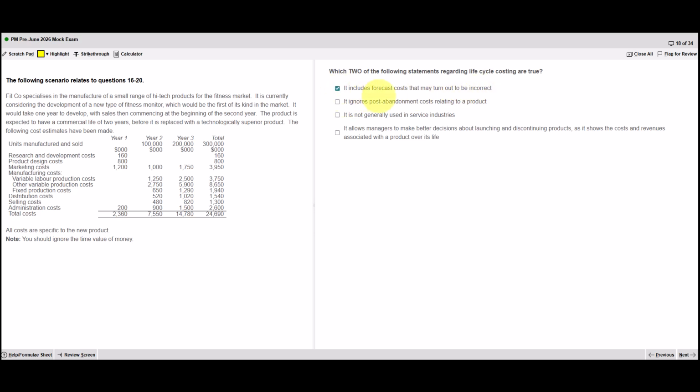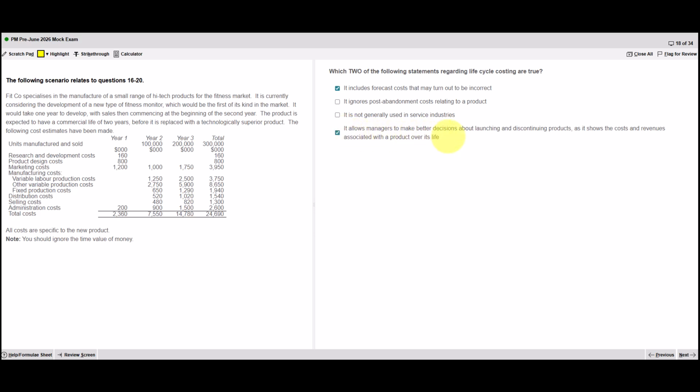So it includes forecasts that may turn out to be incorrect. That's true. That's one of the things about life cycle costing. It is based on predicting the future. It ignores post-abandonment costs relating to a product. Nope, life cycle costing should include that. It's generally not used in service industries. No, service industries can use it, so therefore it must be this one.